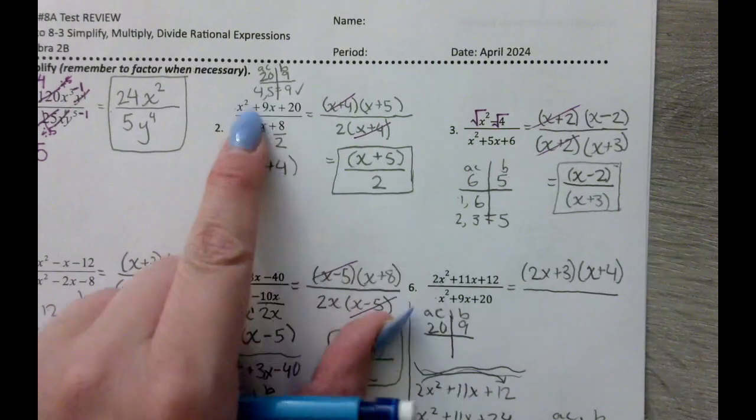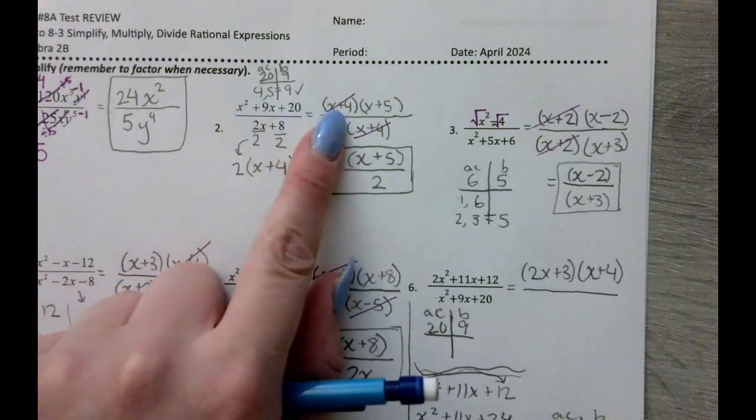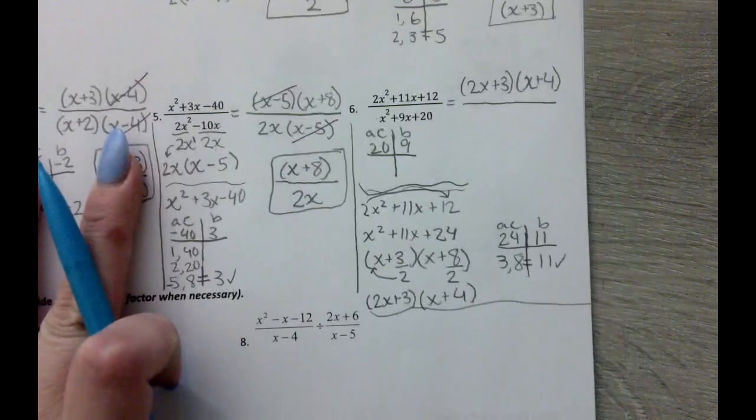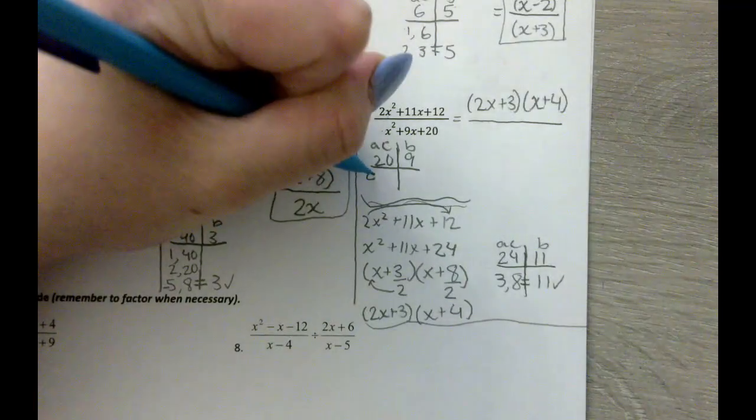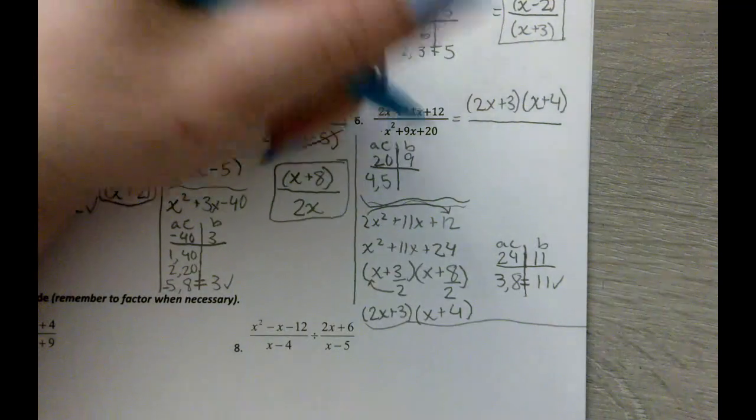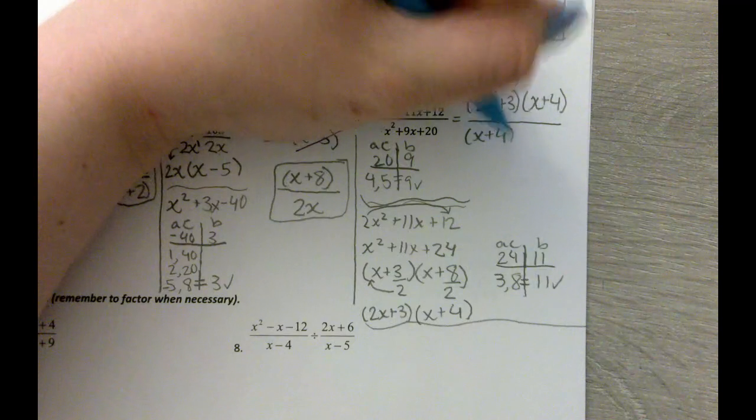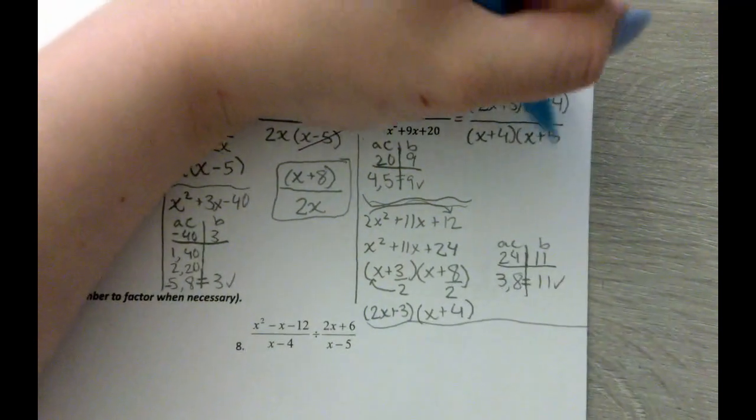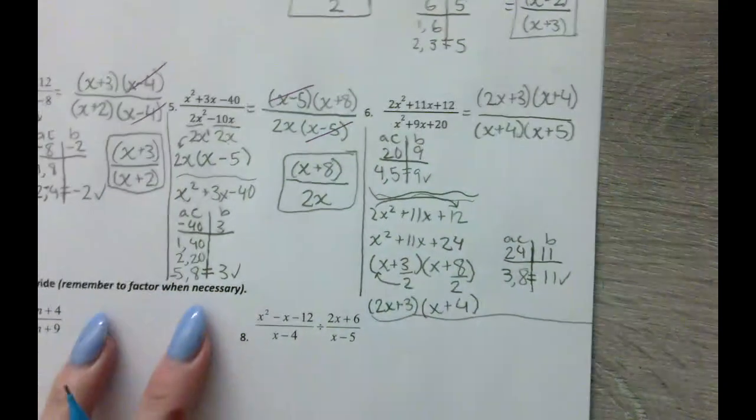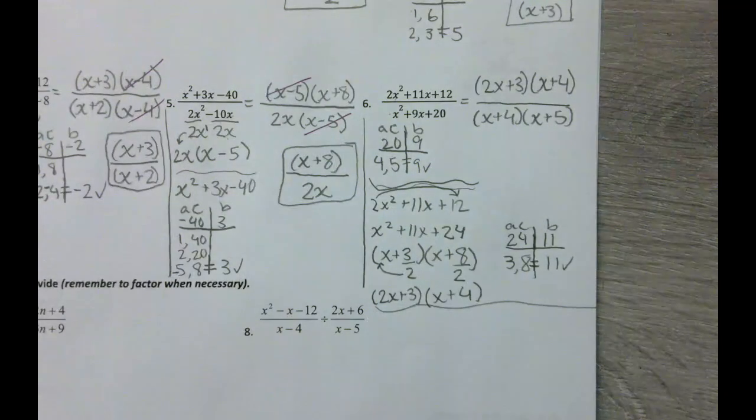So if this felt familiar, it is. It's going to break down the exact same way. So our factors, again, are 4 and 5. 4 times 5 is 20. 4 plus 5 is 9. So it's x plus 4, x plus 5. There are actually a couple that are going to repeat throughout the study guide, like that.